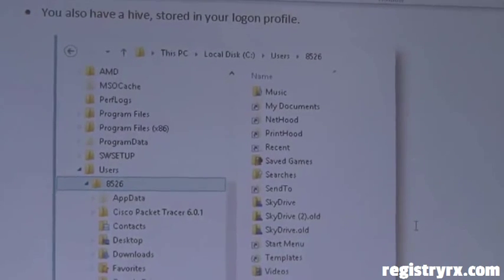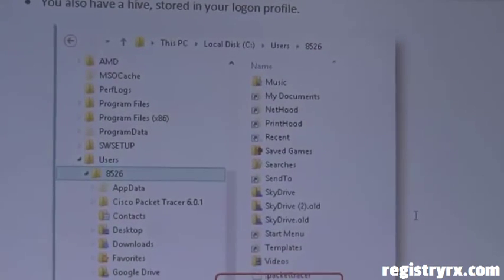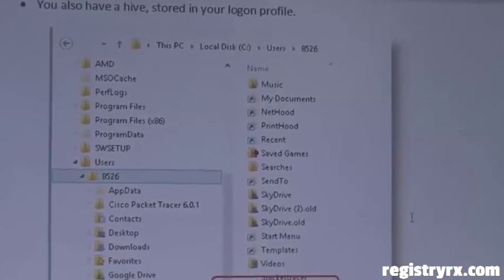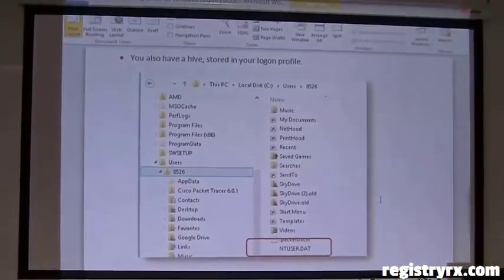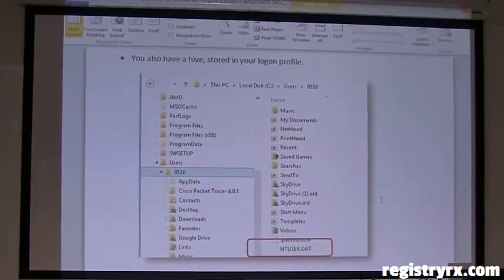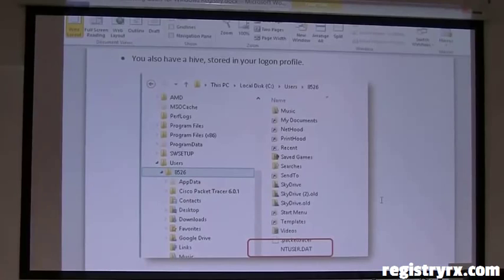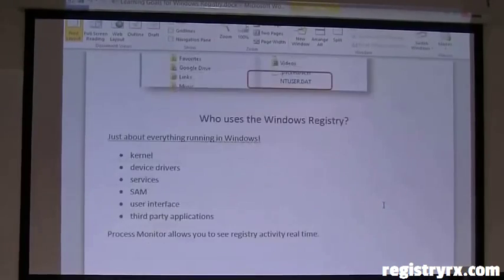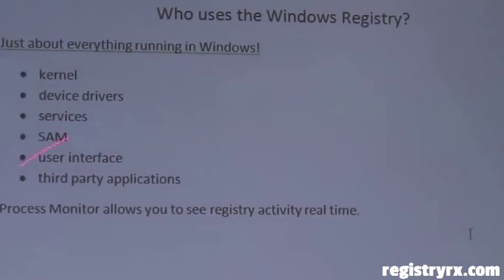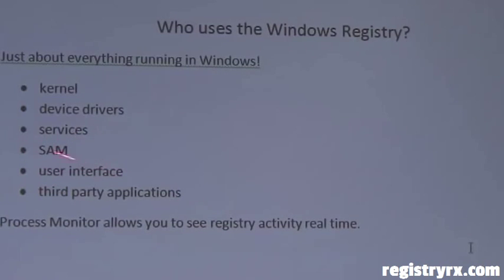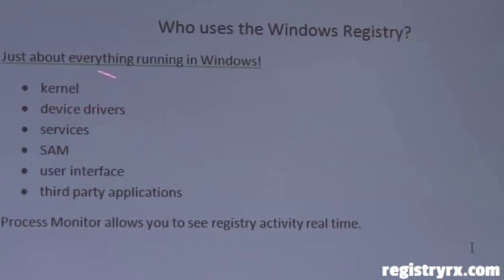So right now we've learned three locations for hives. Yes? Yes. You all know them. Because you know I'm going after them, right? So if I delete your BCD, you're not looking in the config folder, yes? Yes. Okay. So who in the world uses the registry? Just about everybody. All your applications, your user interface, the SAM, all the services, device drivers, the kernel, everybody uses it. Let's go take a look at your registry in action.